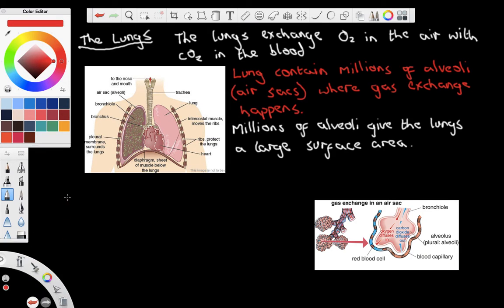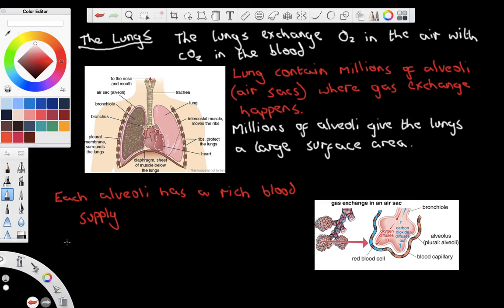So we can say each alveoli has a rich blood supply. And what this means is that a large concentration gradient is maintained, speeding up diffusion.